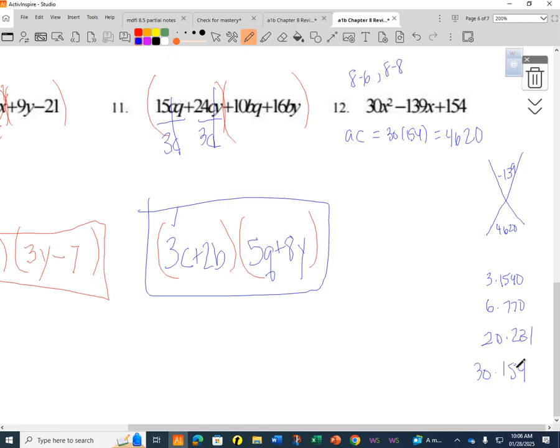4620. 50 won't come out of it. Let's see how close we get with 50. 4620 divided by 50 is 92.4. So 50 and 92.4 are getting close to our answer, but it's not a whole number. So let's try 55. 4620 divided by 55.